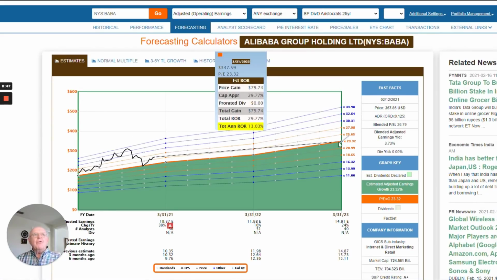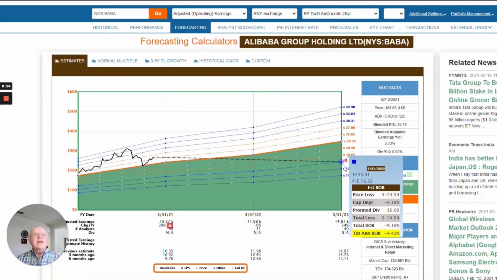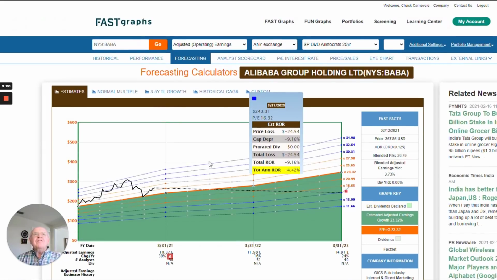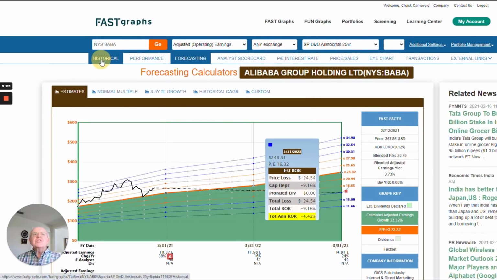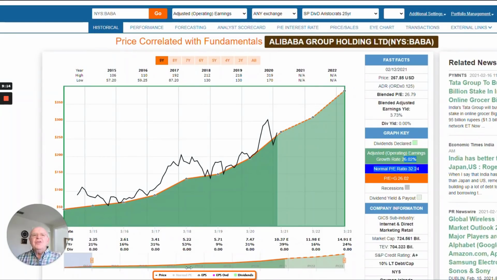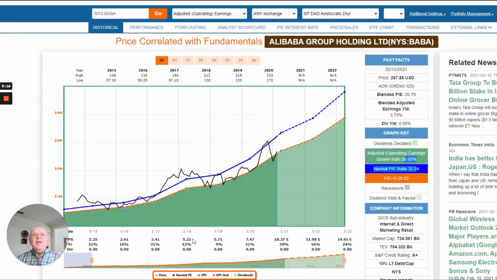I might call this a rational case scenario or a mid-case scenario. And of course, the worst case scenario would probably be that the PE goes down to 15 or 16 times earnings, which is normal for most stocks, and you could then ultimately lose money. But this is a very interesting company. It's reasonably valued right now. It's not necessarily cheap, but it's attractively valued relative to its forecast growth going forward. And it's also fairly valued relative to its history. I'm going to add the normal PE here, and this now gives you a range of valuation.